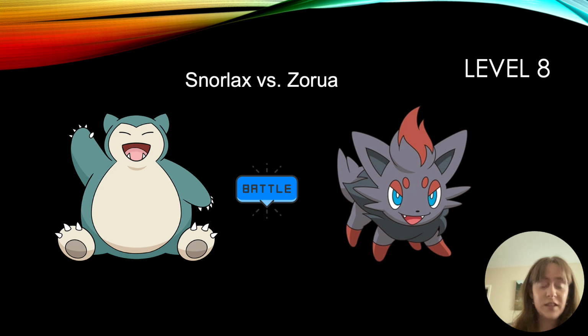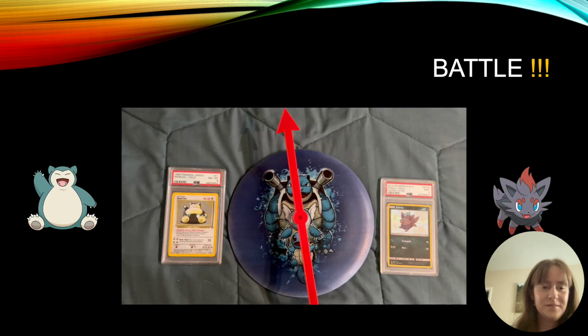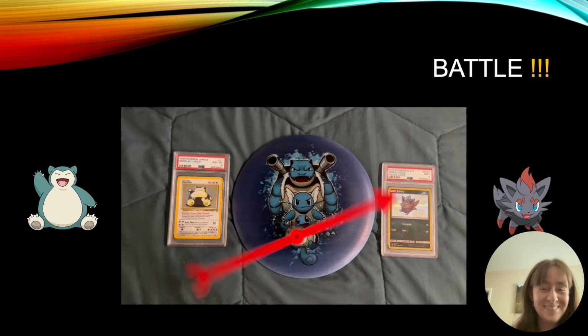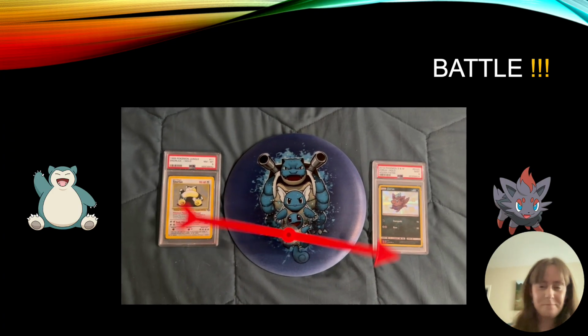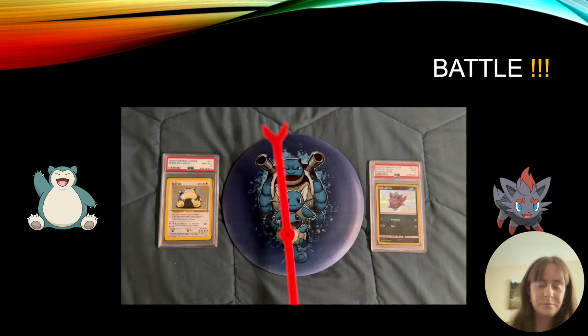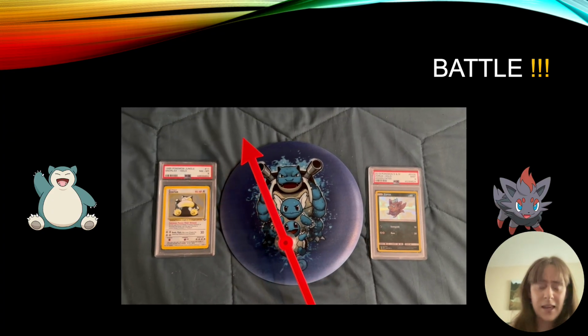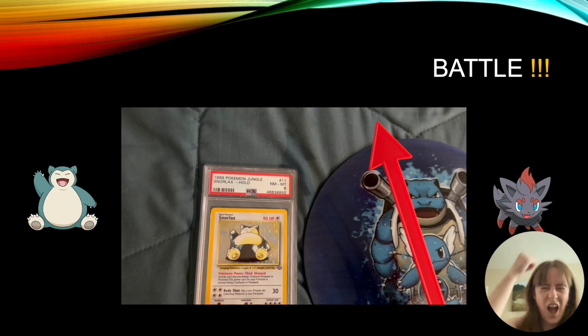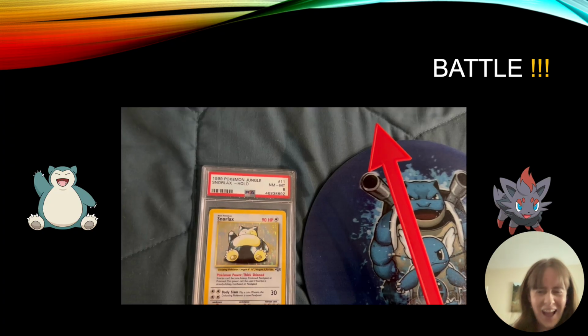Okay, we're coming up near the ending because we have 10 levels. So stay with me. You can do this. We're at Snorlax versus Zora. We have the battle. Snorlax looks so confident and happy. Let's go, Snorlax!